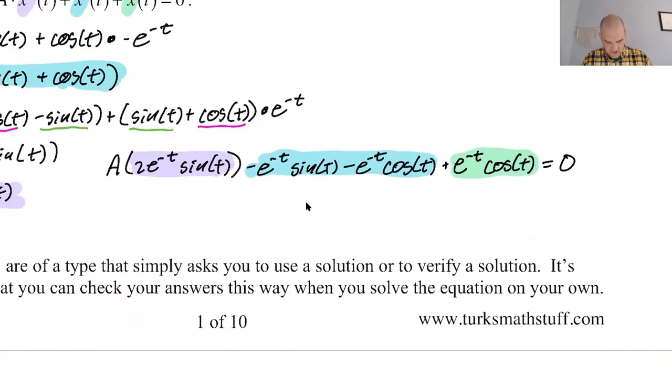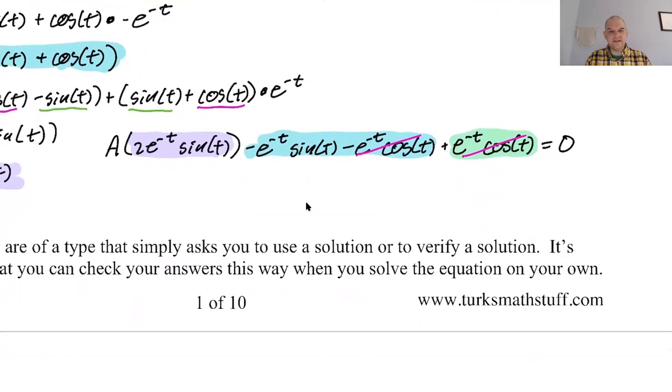So I have 2a e to the negative t sine of t. Right off the bat, I see these cosines are just going to cancel, which is good. Those are gone, because I didn't want to have to worry about those. And then I can take out e to the negative t sine of t. From the first thing, I'm left with 2a, and from the second thing, I'm just left with minus 1. And then that should equal 0.